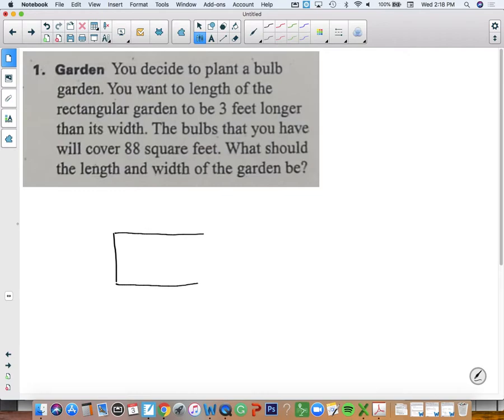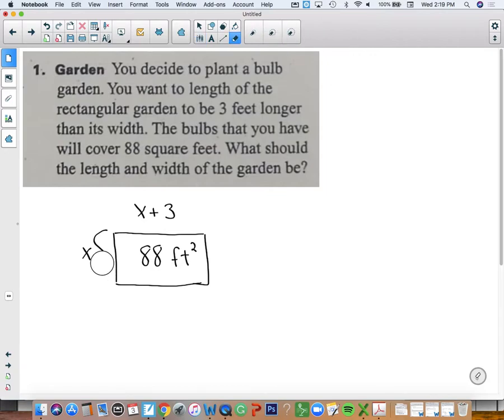So pretend here that this is our rectangular garden. We want the length of the rectangular garden to be 3 feet longer than its width. This is the width here. We don't know that value, so we can call it x. If that's x, my length needs to be 3 feet longer, so it'd be x plus 3. And then the bulbs that we have cover 88 square feet. So we can use this information to set up an equation for area, and then we're going to have to use factoring and solving in order to find the value of x.